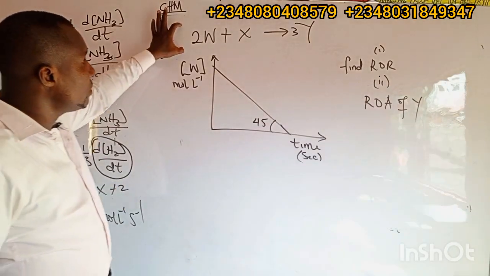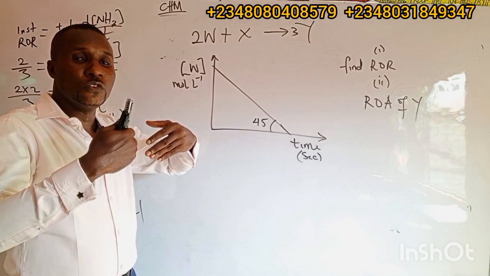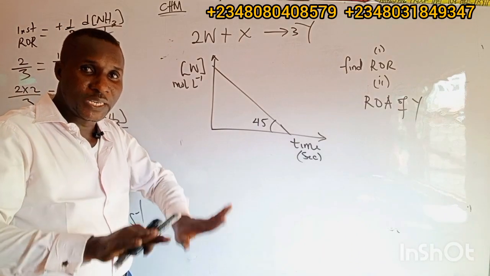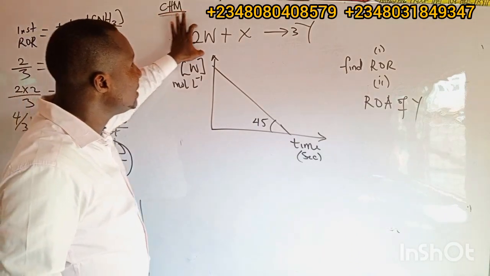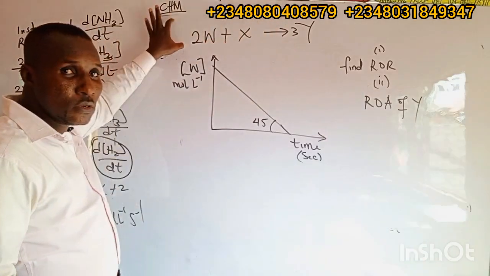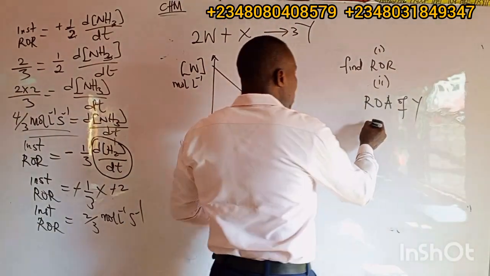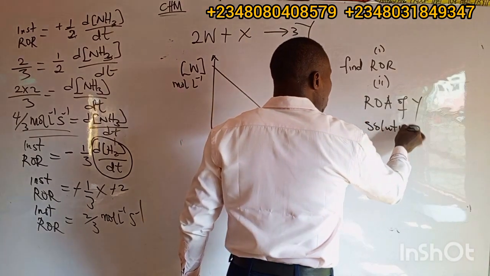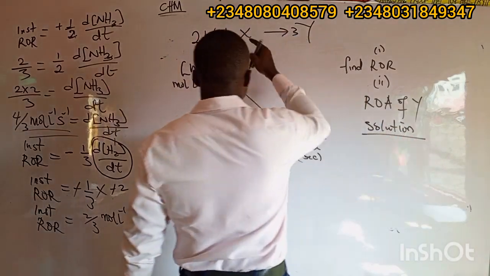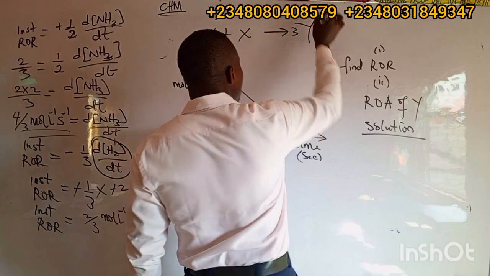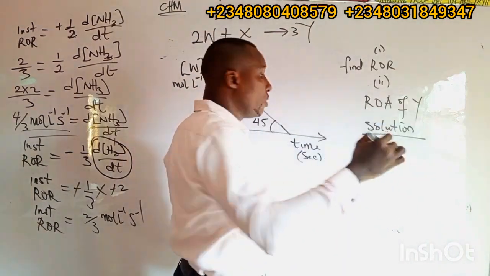Don't forget, if you don't know how to solve it, just be calm. First of all, write the instantaneous rate of reaction for this. Don't rush, just be calm. For this, it is negative, positive. Instantaneous rate of reaction.